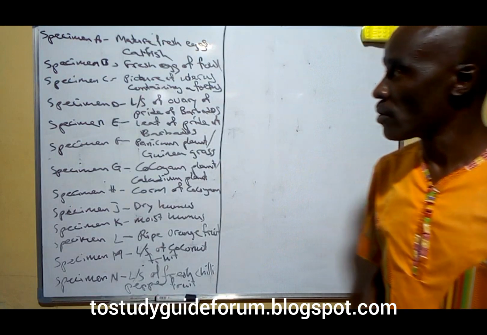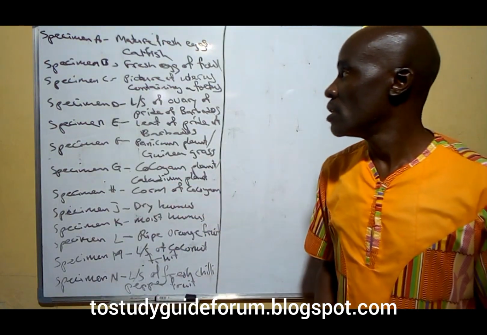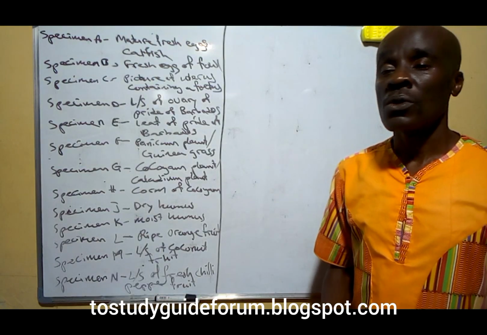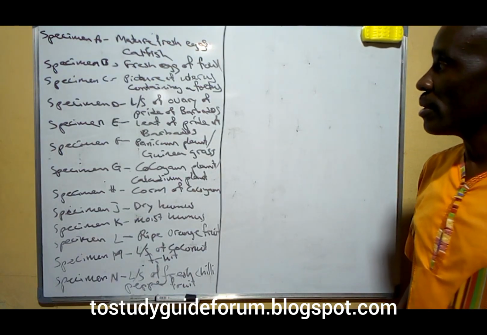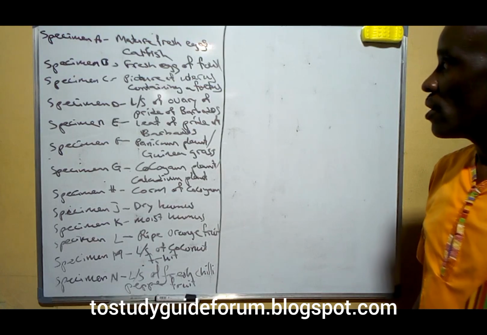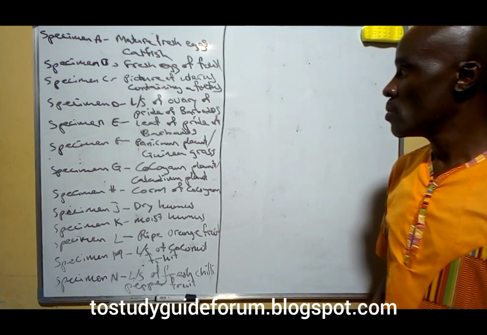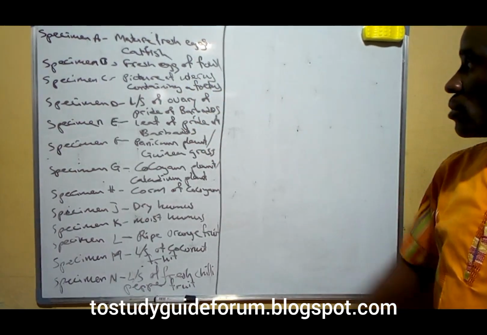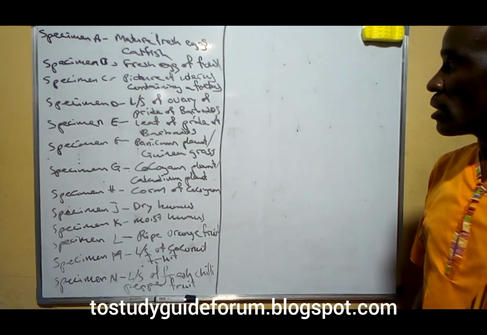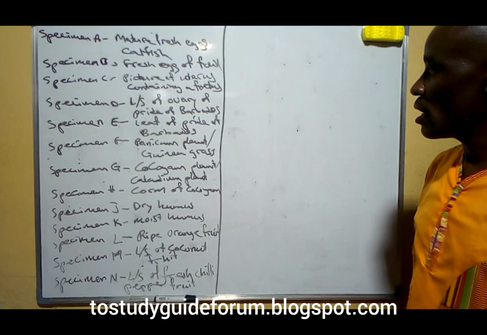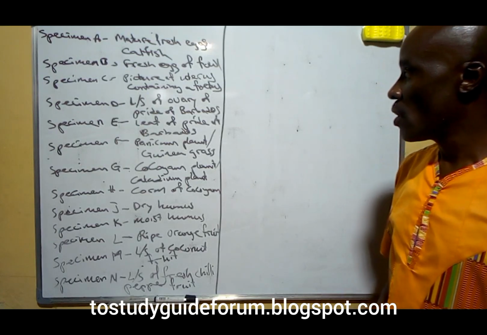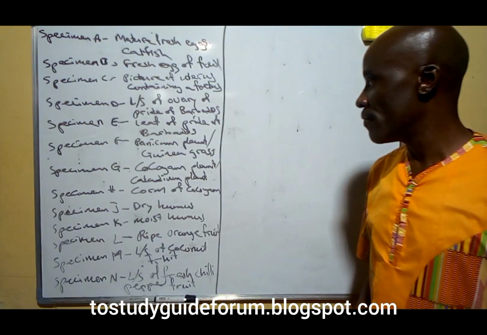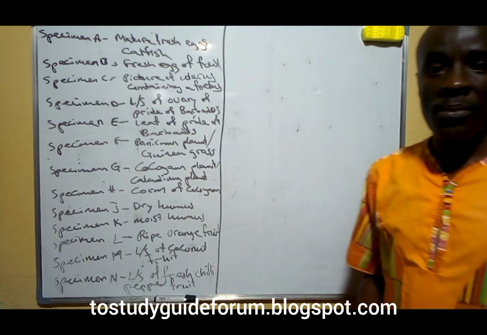So the first one we have there is a mature fresh egg of a catfish, and the next one, specimen B, is a fresh egg of a domestic fowl. Specimen C is a picture of uterus containing fetus. The next one, specimen D, is a longitudinal section of the ovary of Pride of Barbados, and specimen E is a leaf of Pride of Barbados.